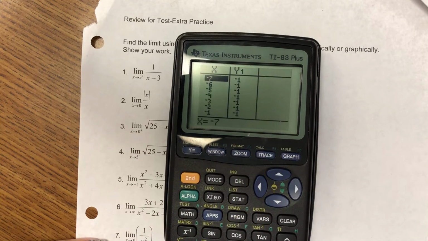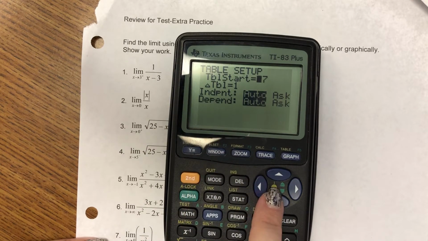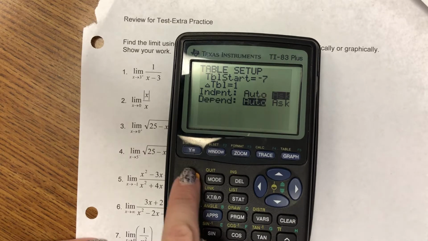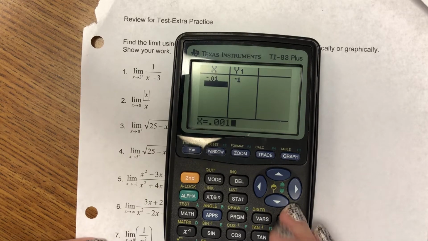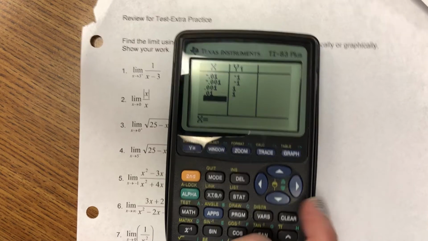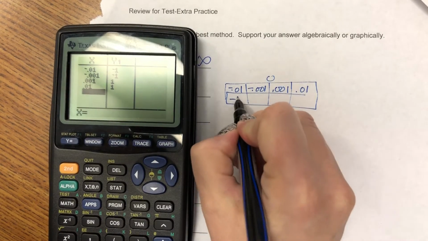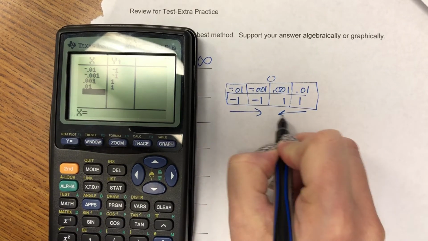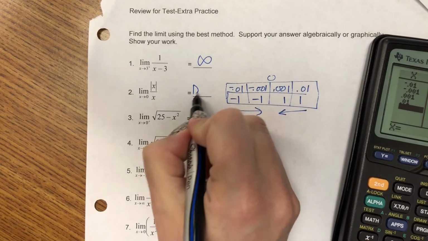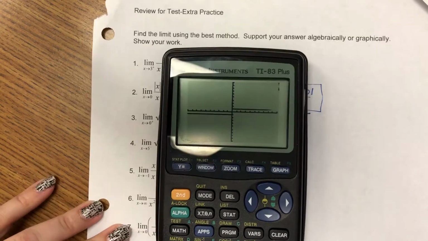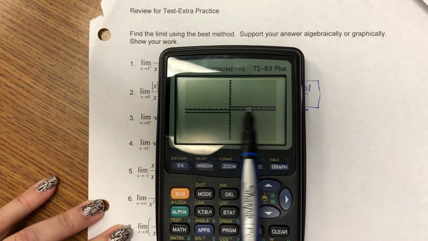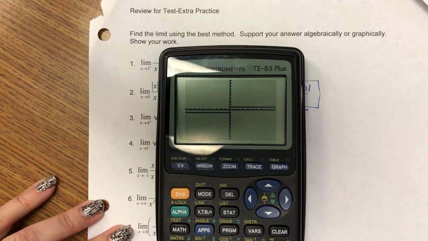And then if I go to my table, I have all the integer values here. So I have to hit second window, change independent to ask, and then when I go to my table, it's blank. So I can type in the values I had written in my table. So -1, -1, 1, 1. So from the right and from the left, these are different. So the limit does not exist. If you look at the graph, we could see that as well. From the left is -1 and from the right is +1. They're different, so it does not exist.